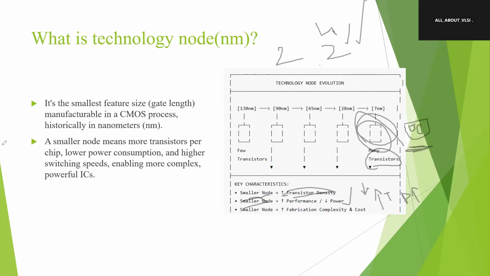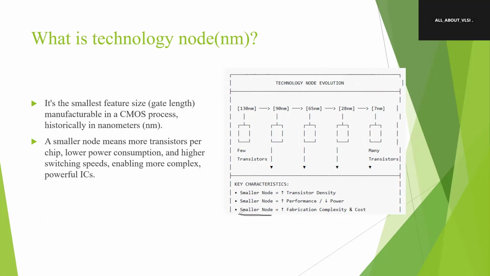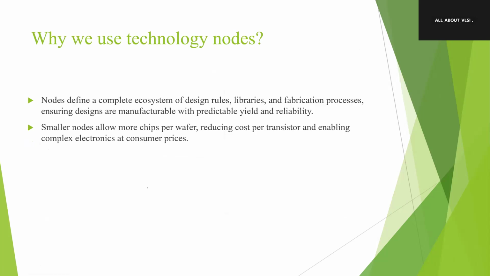But here, observe this one. When we are having smaller nodes, fabrication complexity increases. How? We are having more transistors in a small place, right? So at that stage, complexity increases and cost also increases. Okay, because we are having more transistors, right? More resources. We are using more resources. At that stage, cost also increases.